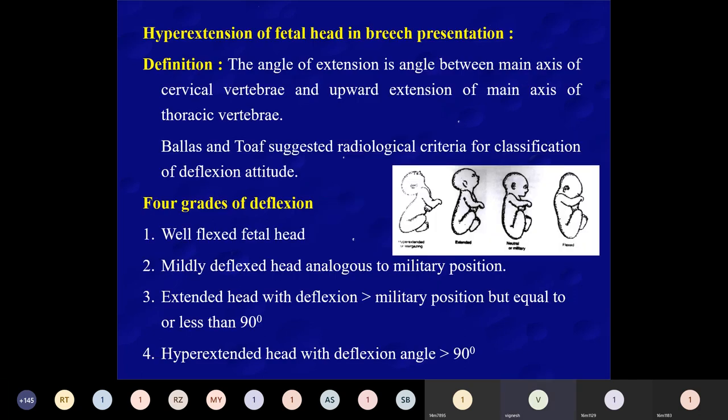Regarding hyperextension of the fetal head, the head can be fully flexed, or it can be a mildly deflexed head, or it can be like this. A fully flexed head will be favorable for breech delivery. The hyperextended head with the deflection angle should be more than 90 degrees.